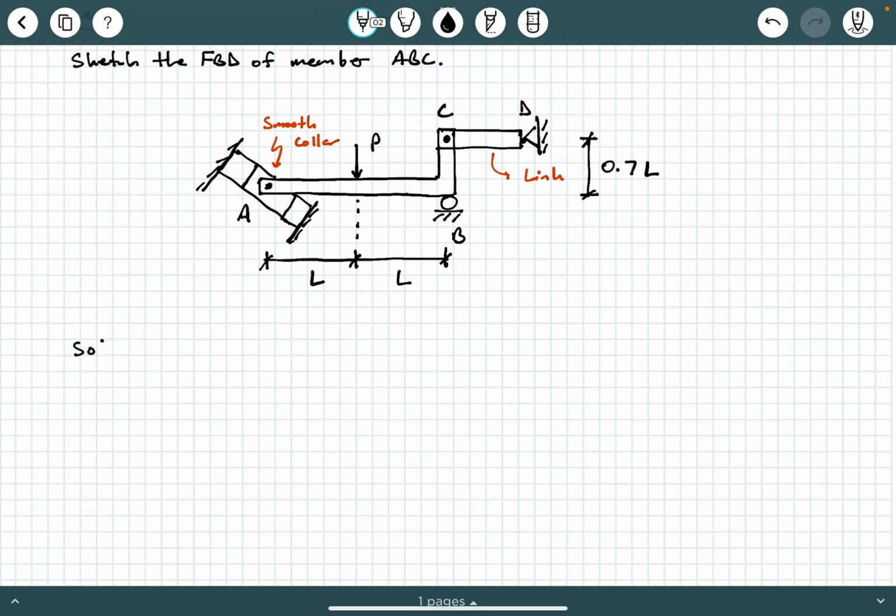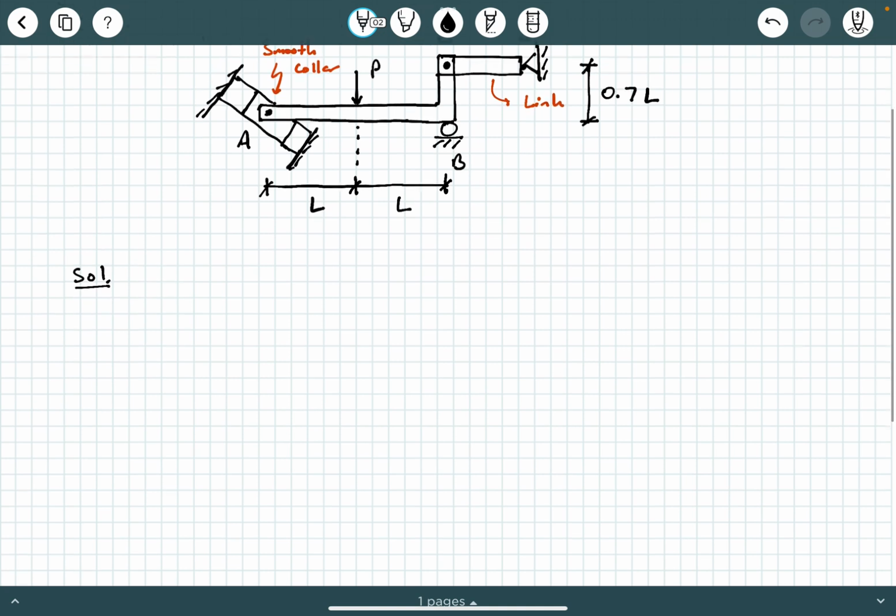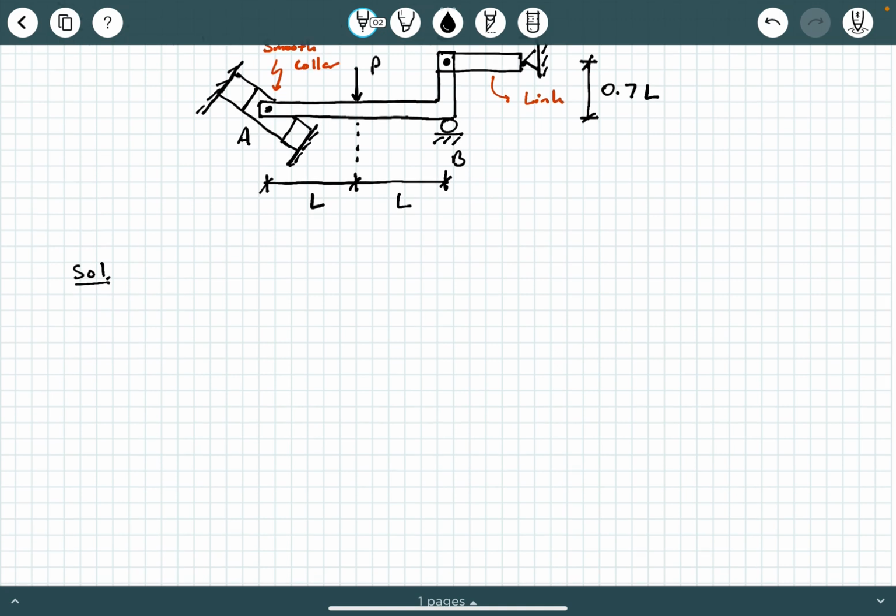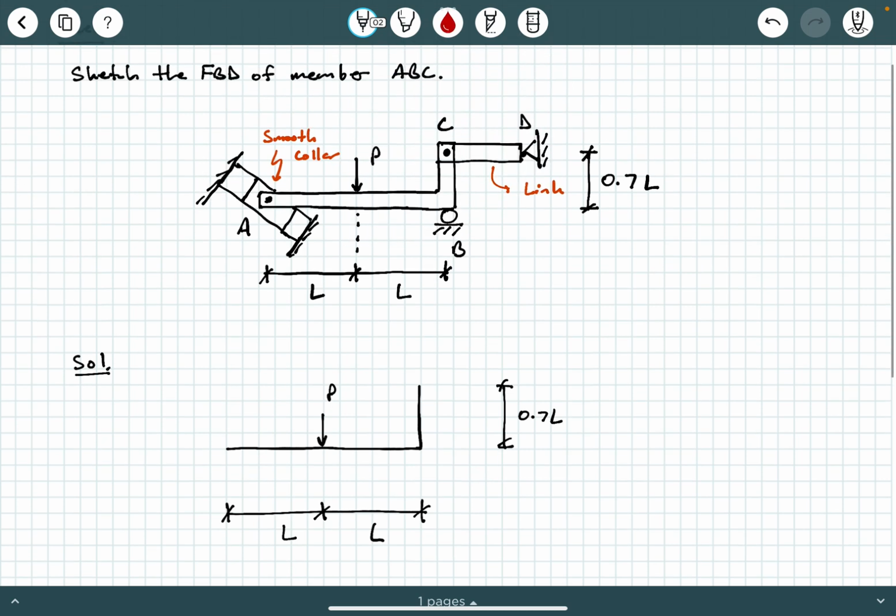If we start with writing solution, the free body diagram of this is just going to be that inverted shape, okay? So it's going to look something like this as like a line drawing, okay? And we're going to have the known load P here. And we have the dimension lines here, L and L. And we have this dimension line, 0.7L.